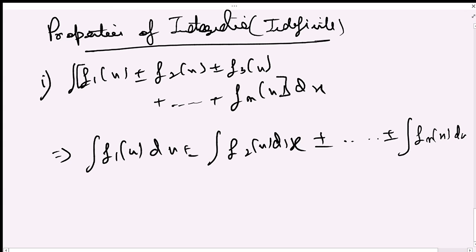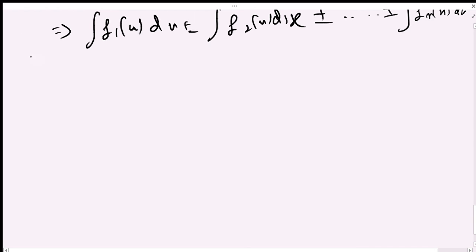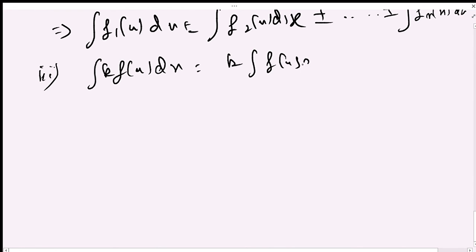Got it? Clear? Now if you have a constant behind the integration, what will you be doing? Suppose we take the third property. Suppose you have a constant multiplied with the function you are integrating. This is basically equal to k times the integral of f(x) dx. As easy as that.